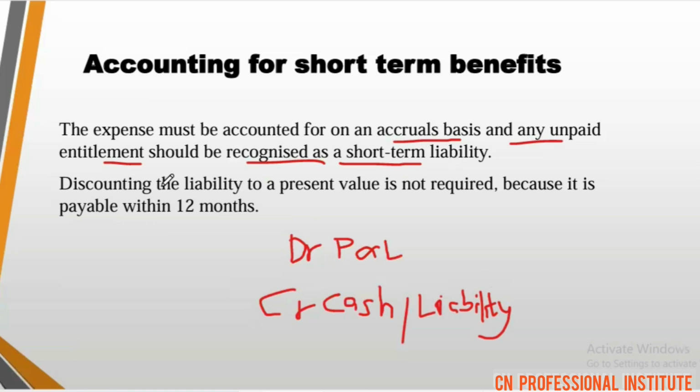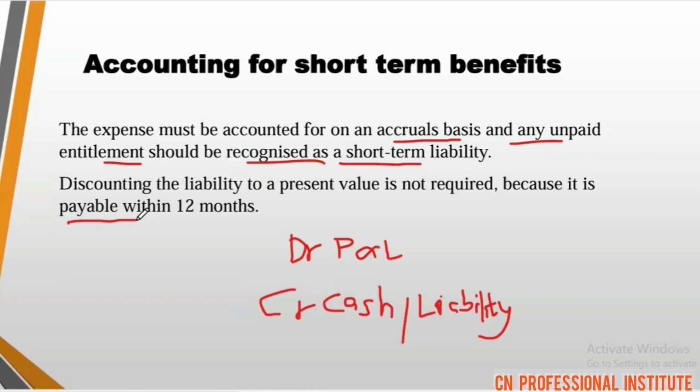And it says discounting the liability to present value is not required because it is payable within 12 months. Very soon, we'll start with the post-employment benefit. Specifically, we'll look at the defined benefit and we'll be doing a bit of discounting. We will not do it. Actuaries do that. But you realize that with the post-employment benefit, there's discounting.